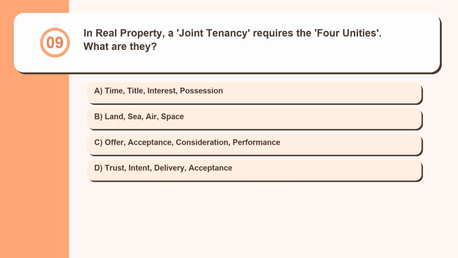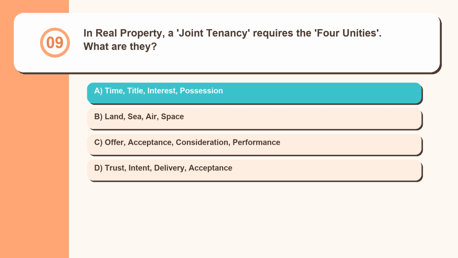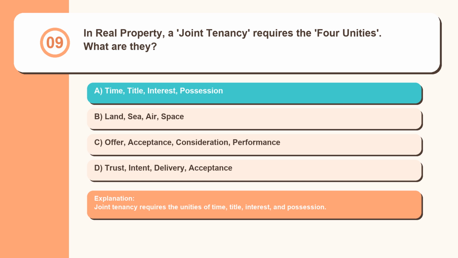Question 9. In real property, a joint tenancy requires the 4 unities. What are they? Time, title, interest, possession. Land, sea, air, space. Offer, acceptance, consideration, performance. Trust, intent, delivery, acceptance. Joint tenancy requires the unities of time, title, interest, and possession.